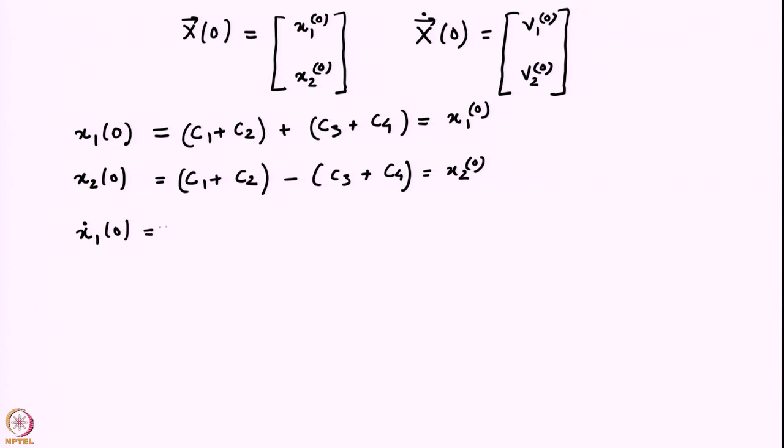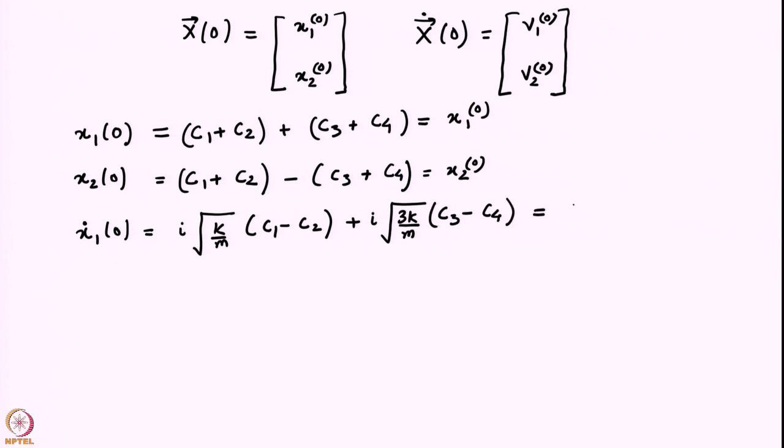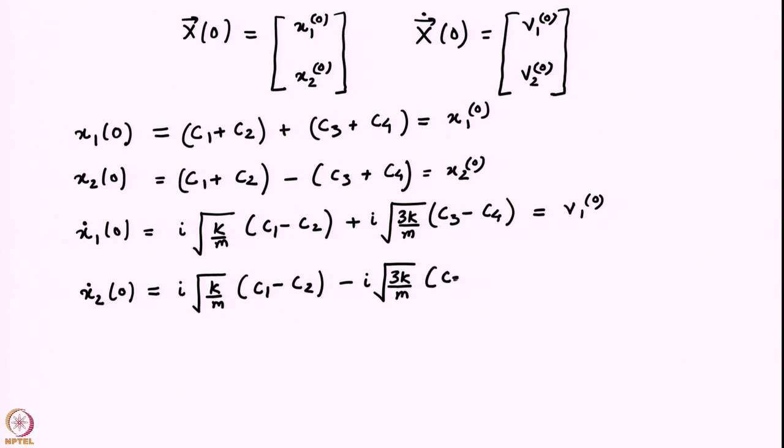x1 dot of 0, and this by definition is equal to v1 0. Similarly, x2 dot is the derivative with respect to time. x2 dot of 0, the first term is the same, and this by definition again is v2 0. So those are linear equations for c1, c2, c3, c4, and if we solve them, we can determine c1, c2, c3, c4 in terms of x1 0, x2 0, v1 0, v2 0.